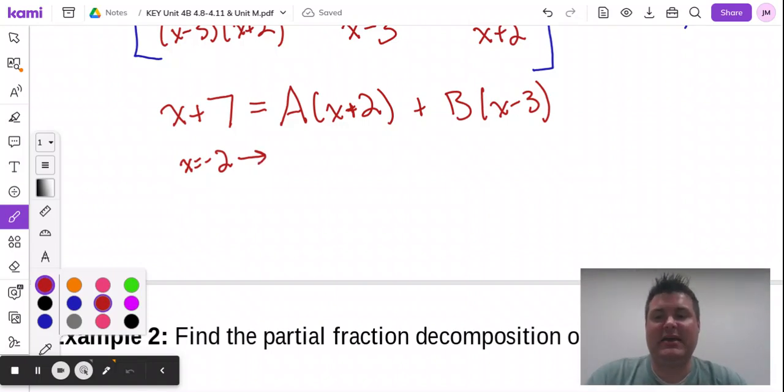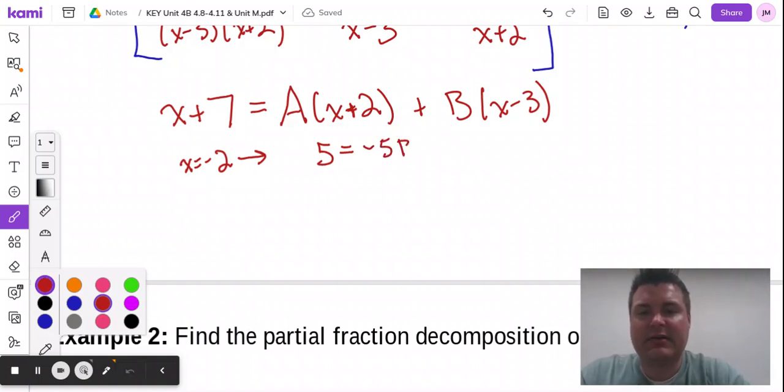If I plug x equals negative 2 into this equation, the left-hand side becomes 5 equals, and for the A term, I get negative 2 plus 2, which zeroes out, and that cancels the A. For the B term, I get negative 5B. Can you see why I picked negative 2? Very good, because we want to cancel out the A or B terms. If I divide that over, B is going to equal negative 1. I already got one of the letters.